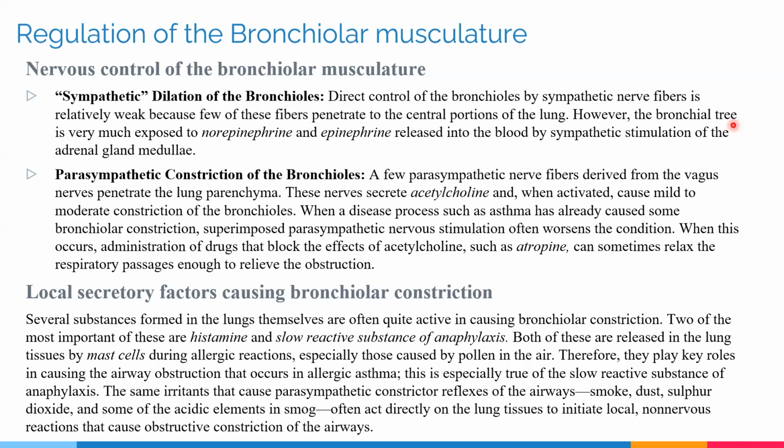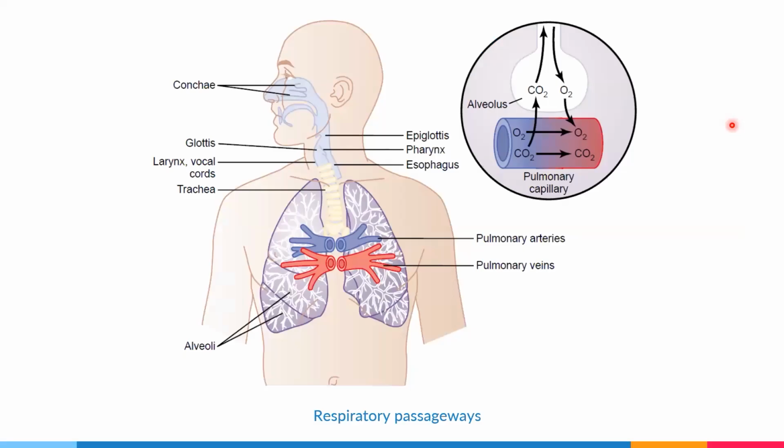Next, we look into the respiratory passageways. This is a simplified schematic diagram of the various respiratory passageways that are present, which include the glottis, the larynx, which has the vocal cords, followed by the trachea or the windpipe, and finally, via the trachea, we enter into the bronchioles, and then finally into the alveoli that are shown right here.